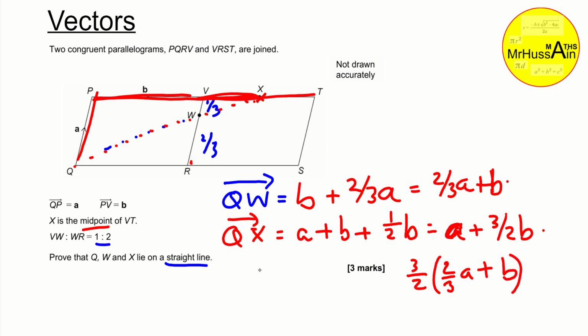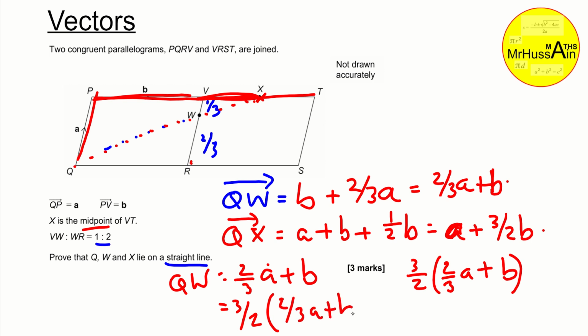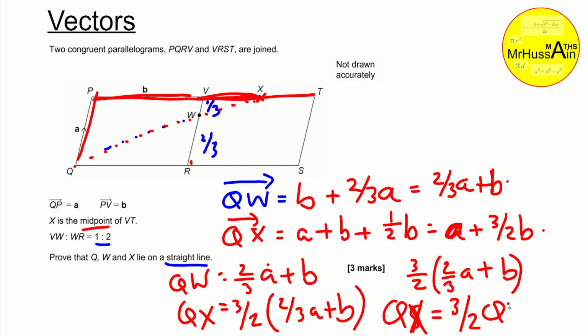Now, if you compare the vector for QW to the vector for QX, you will notice QX is 1.5 times QW, and therefore you've proved they're on a straight line. And you probably just write a little sentence, this means they're on the same straight line.